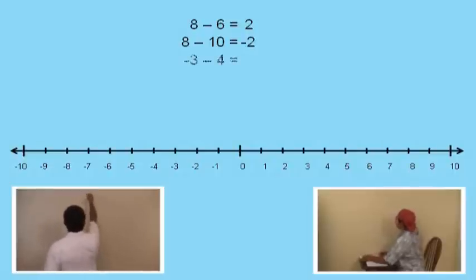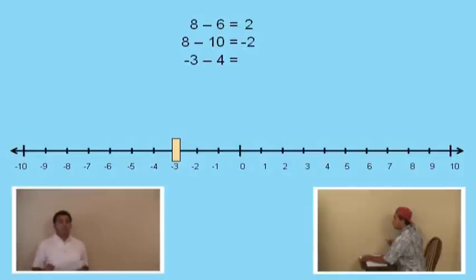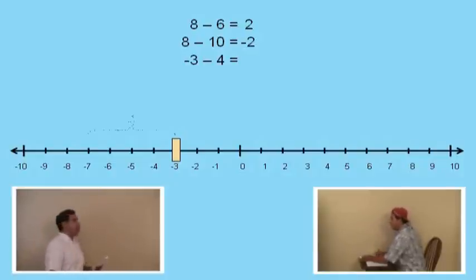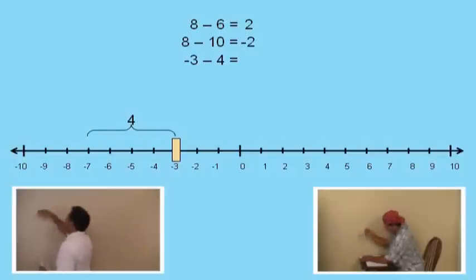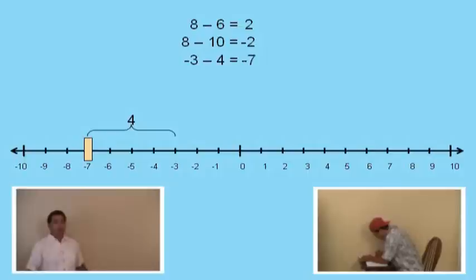This time we're starting at negative 3, and we're going to subtract 4. Okay. So Charlie, where do we start? Negative 3. Okay, so negative 3 this time is right over there. Very good. And we're going to move which way, Charlie? To the left. That's right, to the left we go. And how far? 4. Very good. Okay, so where do you end up, Charlie? Negative 7. That's good. So negative 7 is the correct answer. Go ahead and record that in your workbook.